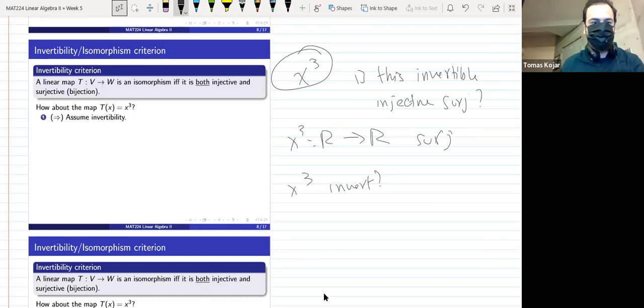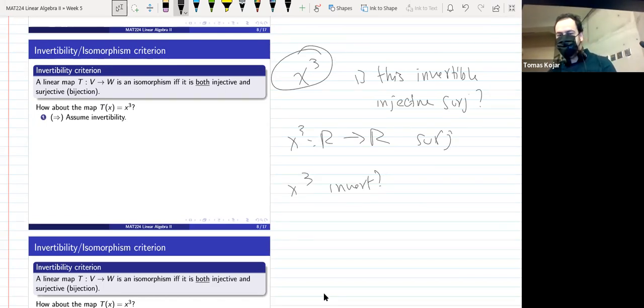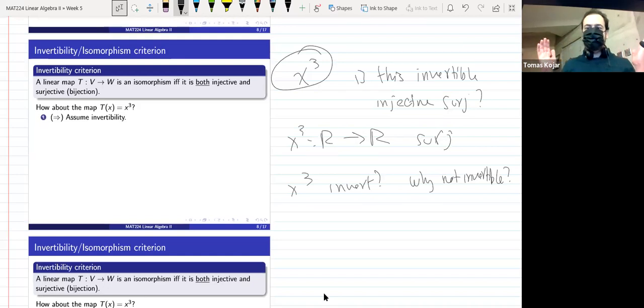What about people in the chat? Is it invertible? Oh man. Okay. So it's not invertible. That's an example I put there to show that you need a linear map. How shall I say this? Why not invertible? Any ideas why it's not invertible?